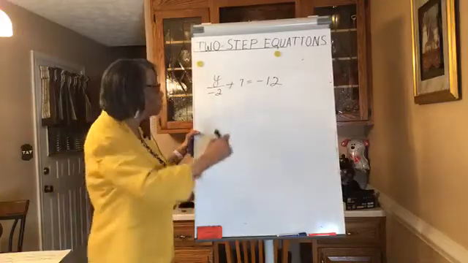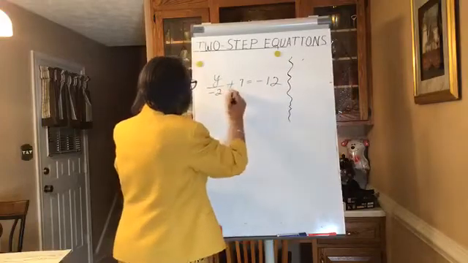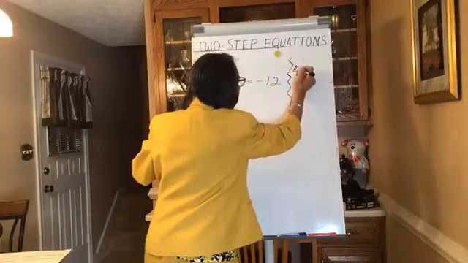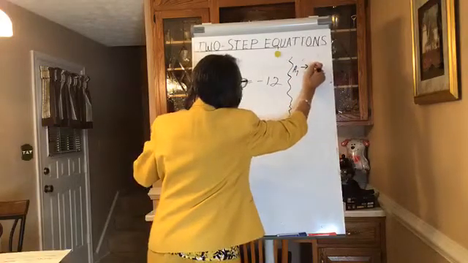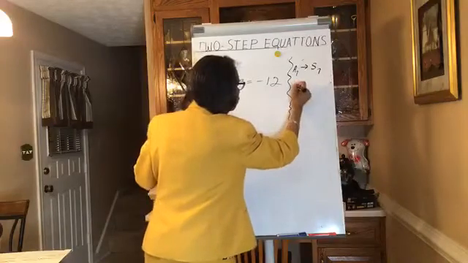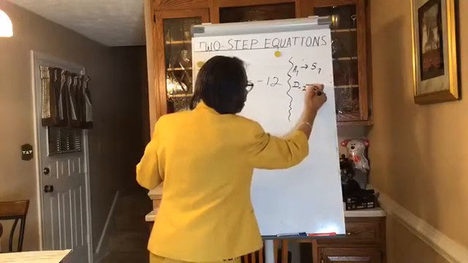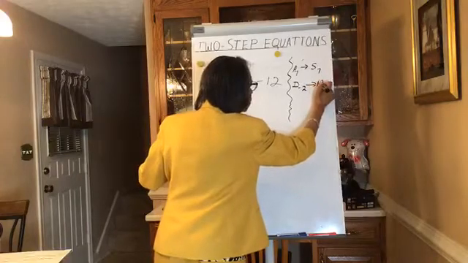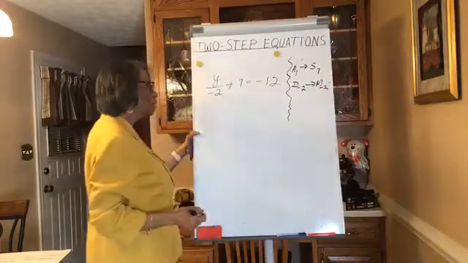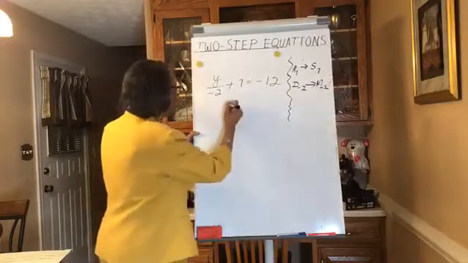All right. So for the benefit of those who still need this, we're adding 7. The opposite of adding 7 is subtracting 7. We're dividing by negative 2. Opposite of dividing by negative 2 is multiplying by negative 2. So those are 2 steps, and in the order that we're going to do them. All right, we subtract 7.